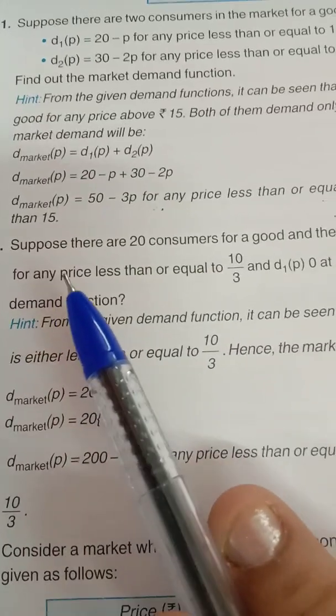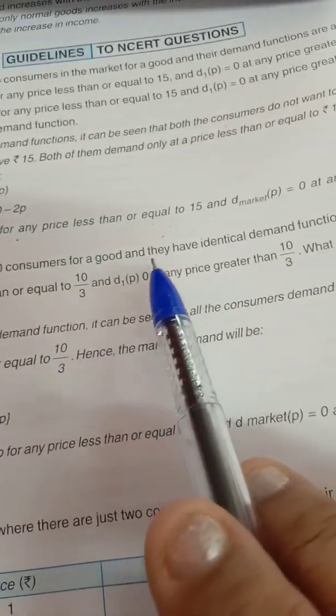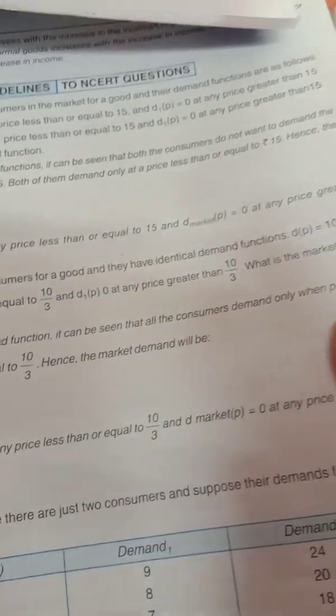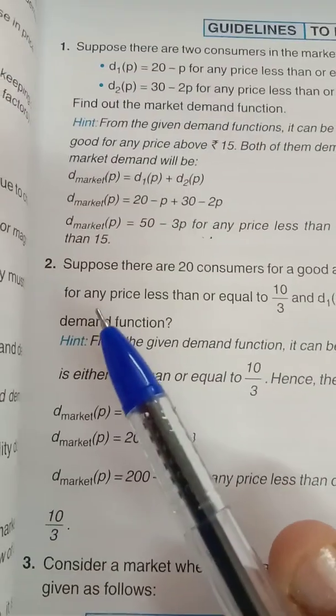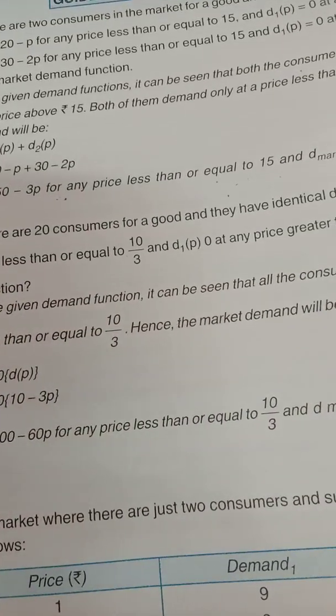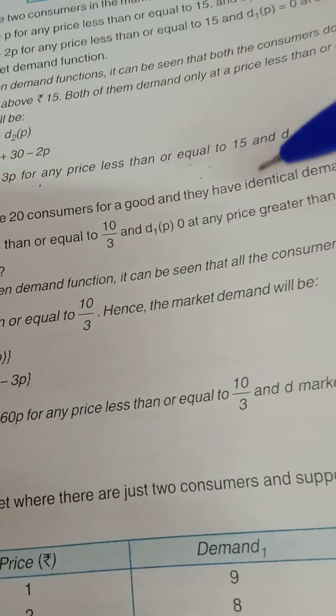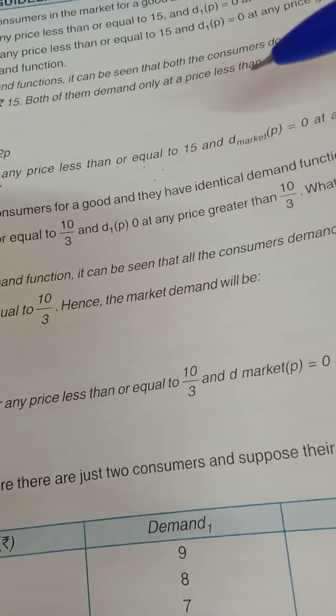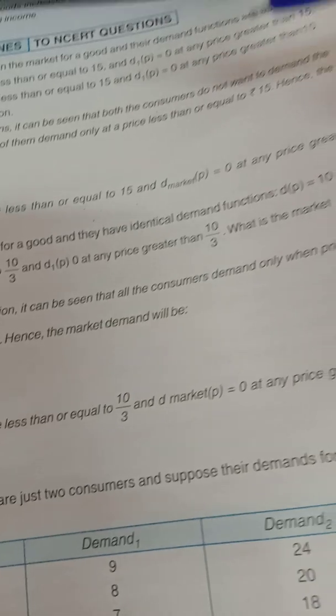Fine. Now the second question: suppose that there are 20 consumers for a good and they have an identical demand function, 10 minus 3p. So all are having the same demand function, 10 minus 3p, for any price less than or equal to 10 by 3. Now D1 of p, the demand of the first consumer, is 0 at any price greater than 10 by 3. If the price will be more than 10 by 3, then there will be 0 demand.